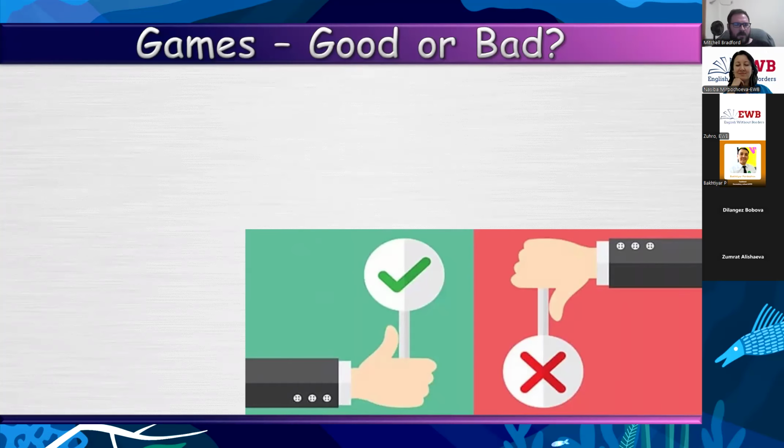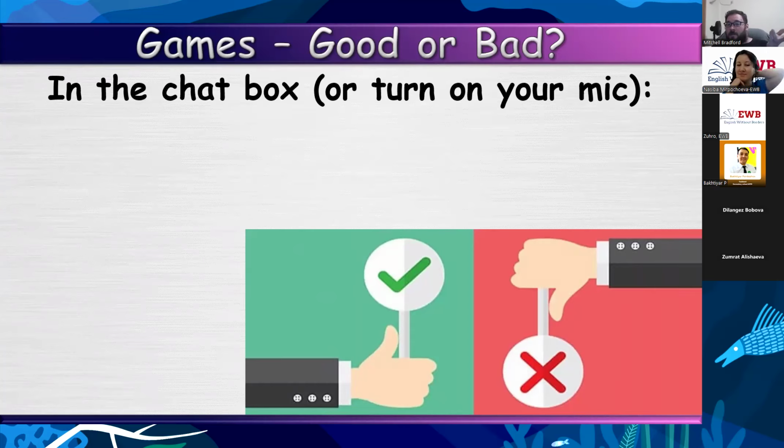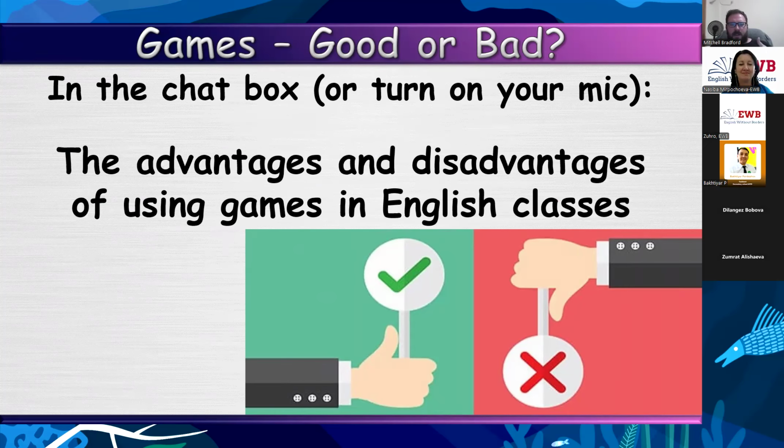But let's start off in the group chat. In the chat box, or if you want to turn on your mic and talk, we can chat for a bit. That'd be great, so it's not just me talking to the camera. What are the advantages and disadvantages of games in English classes? What are some good things, what are some bad things? Let's use the chat box for like 2 minutes, or you can turn on your mic. I'm pulling up the chat box now. I see somebody say good day. What are some strengths and weaknesses of using games in English class? What are some good things and bad things? What do y'all think?